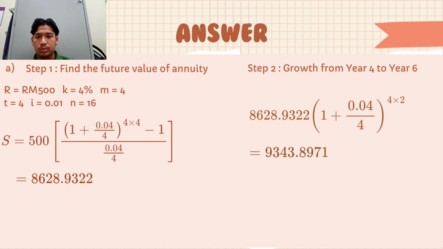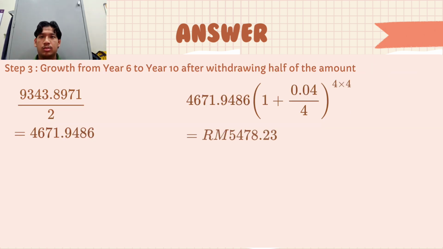From the future value, we substitute it into the compound interest formula because from year 4 to year 6, there is no annuity happening during that period. So we just use the compound interest formula, substitute 8628.9322, and then 1 plus 0.04 over 4 to the power of 4 times 2, we will get the answer 9343.8971.